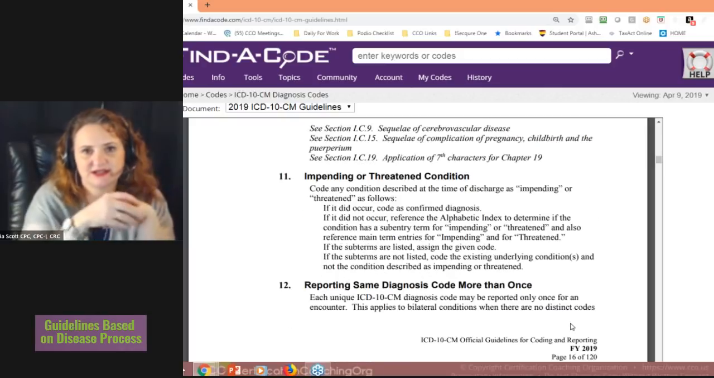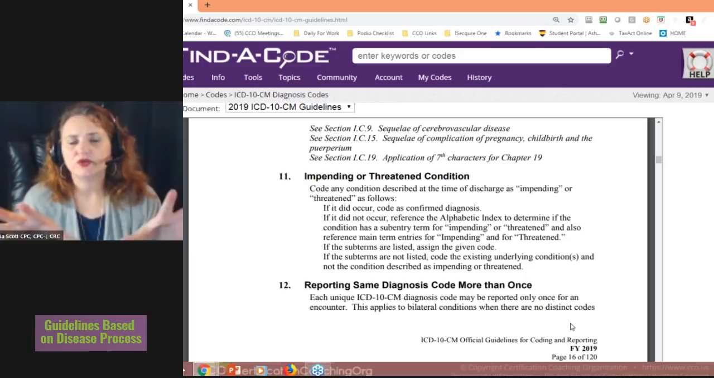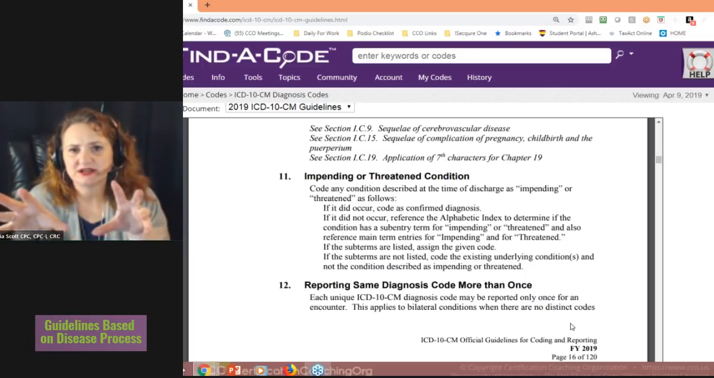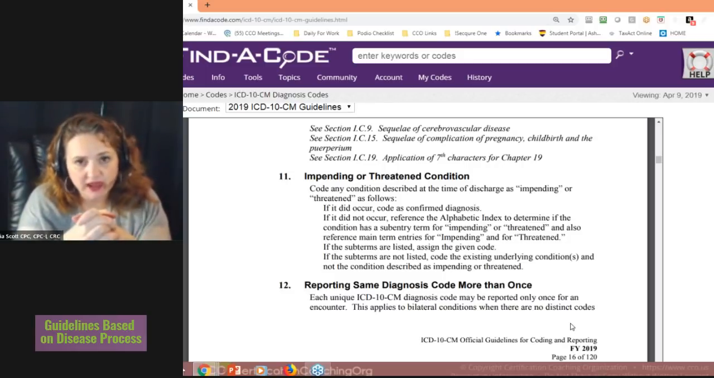The disease process really plays a part on impending and threatened conditions. This is another one where it gets confused for new students, especially. They say, wait a minute, I thought we couldn't code something unless it was at the highest specificity. So if we have an impending MI, an impending heart attack, we can't code that because they're not having a heart attack, right? We do the signs and symptoms. But the fact is there is actually a code for that.